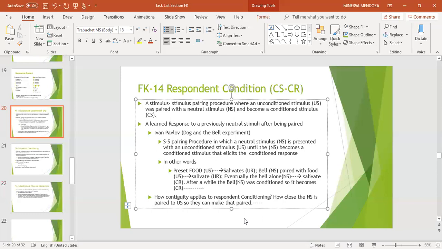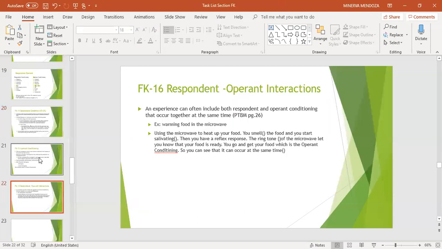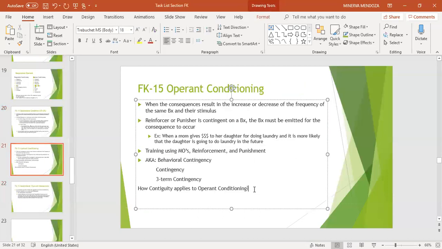So would it be like the more contiguity it has, the better it is? No, the closer they are in time. Yeah, the closer you present the bell with the food, the faster it's going to be paired to become respondent conditioning. Yeah, I agree with that. That's true. And for operant conditioning, it's just the pairing between the behavior and the consequence. Yeah, this is how contiguity affects it. Okay.